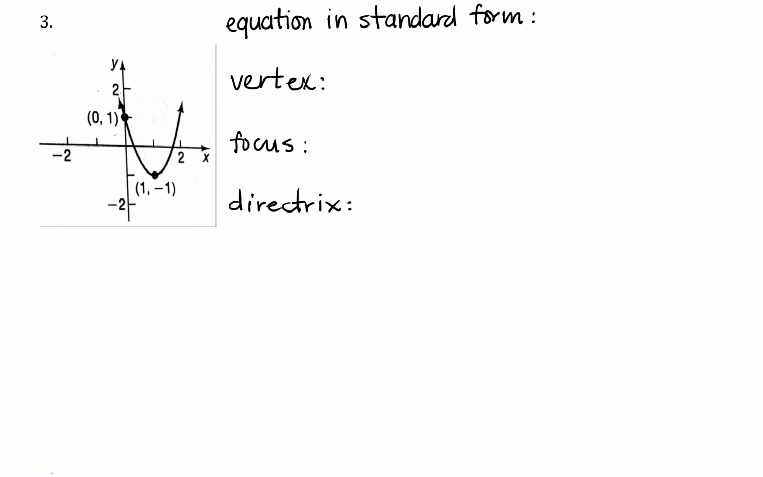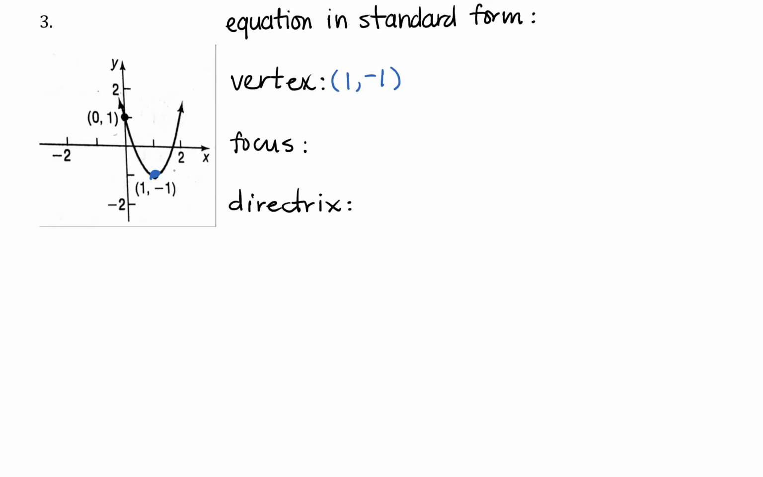In example 3, we start with a sketch of the parabola, and so the things we're going to find are the equation in standard form, the vertex, the focus, and the directrix of the parabola. So one, we can easily just look at the graph we were given and read off the vertex. The vertex is the point (1, -1). That is that point right there in blue.